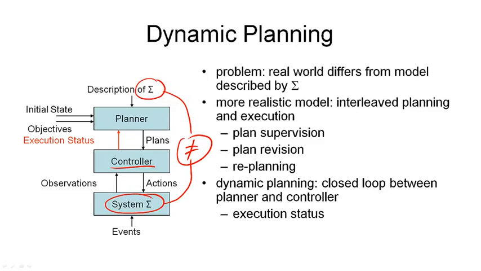In this case, the controller has to pass an execution status back to the planner so that the planner can generate a new plan that is passed to the controller and that takes into account the change that has happened. In the worst case, the planner will have to replan, that is, it will have to create a completely new plan from scratch for the given problem. Dynamic planning then closes the loop between the planner and execution by passing back the execution status to the planner for replanning or plan repair.